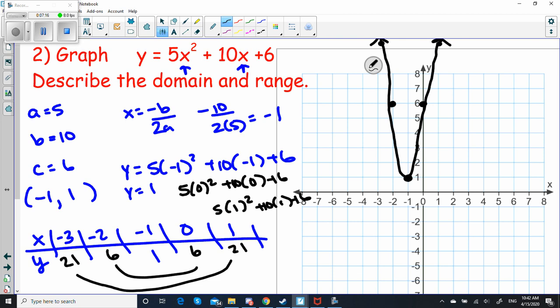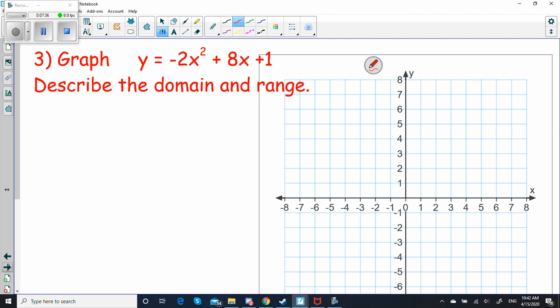My domain is all real numbers. And my range is y is greater than or equal to positive 1, because the graph starts right here and it goes up forever. Which is why the range is y is greater than or equal to positive 1. All right, I want you to push pause and try number 3.